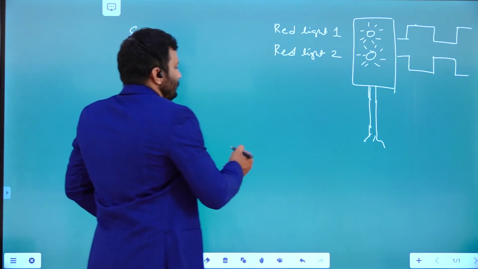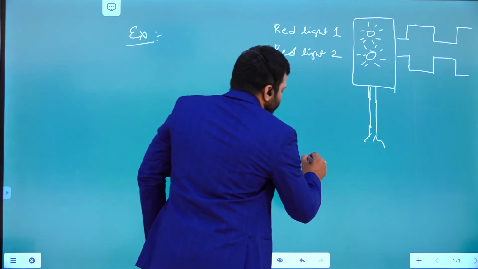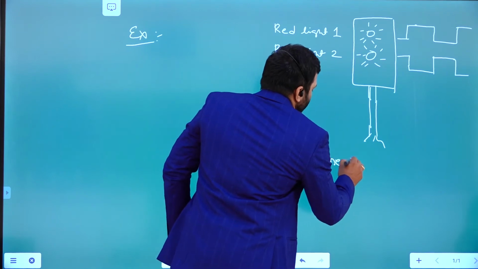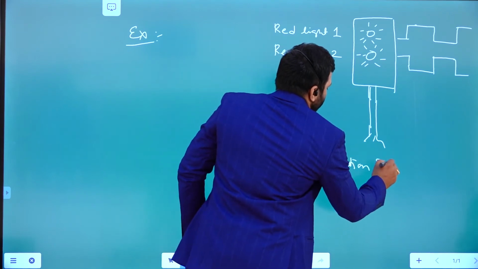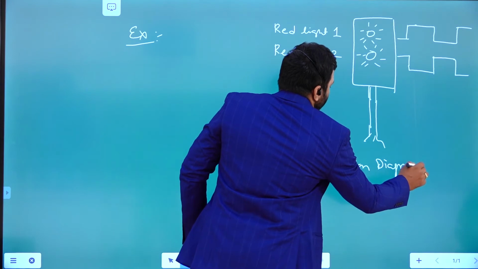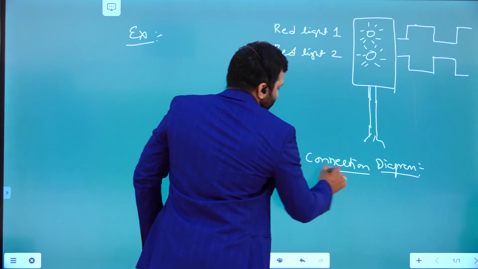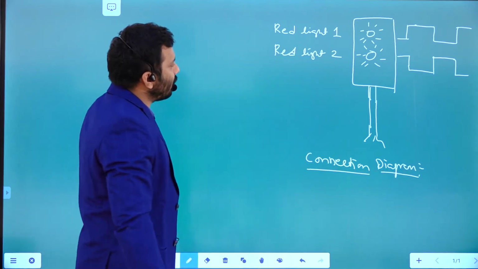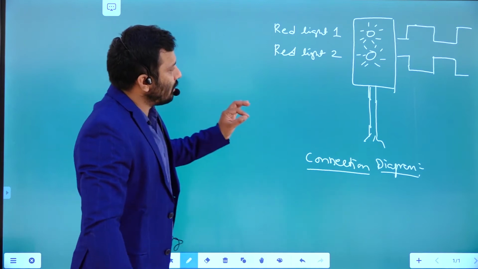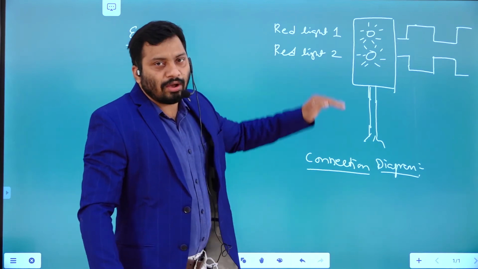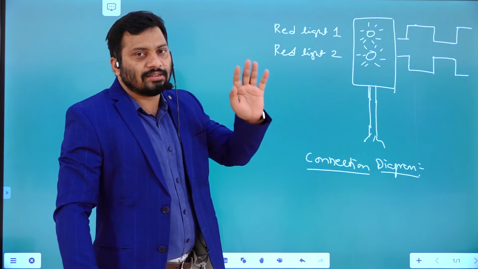To the PLC module. Now you can see the connection diagram of this particular application, right? For this particular application, whenever you switch on, these two lights should be on and off alternately. That is our application.